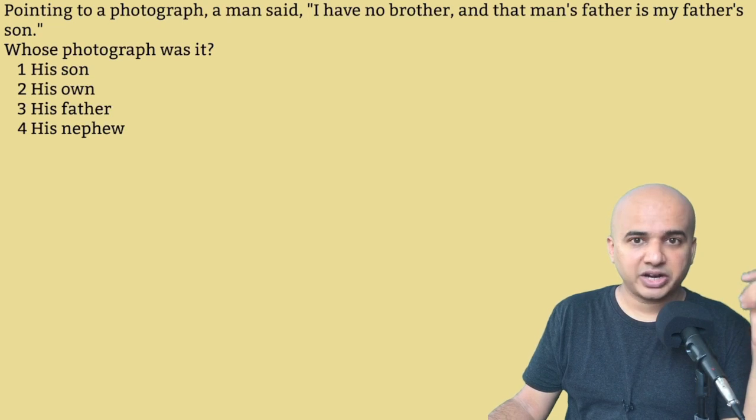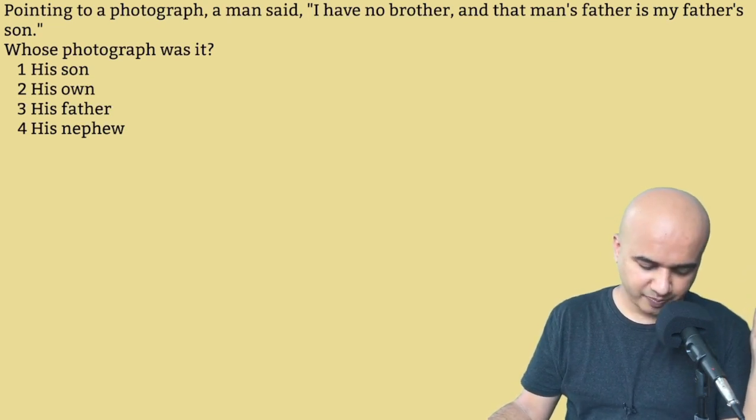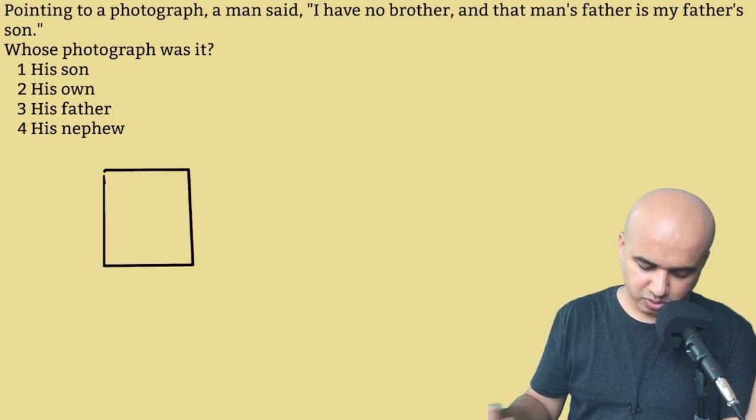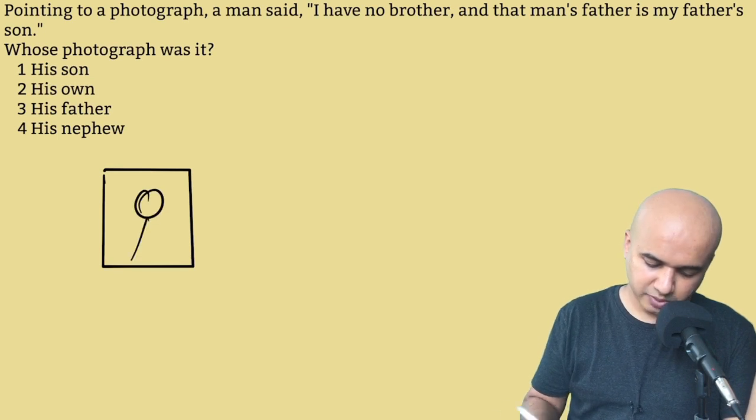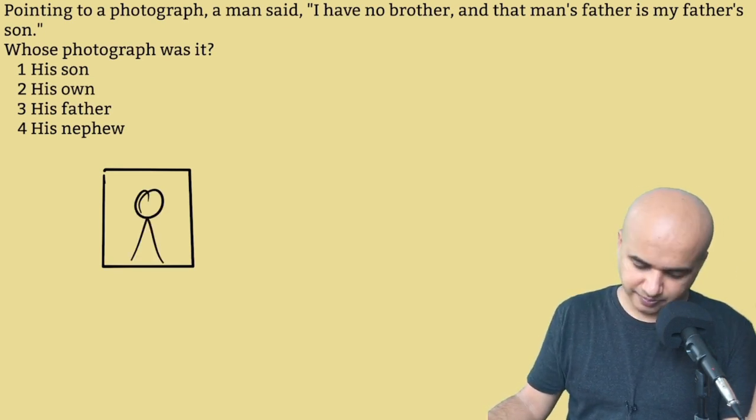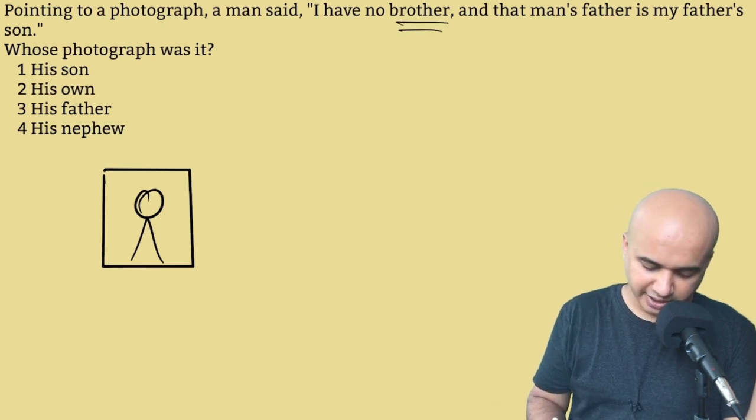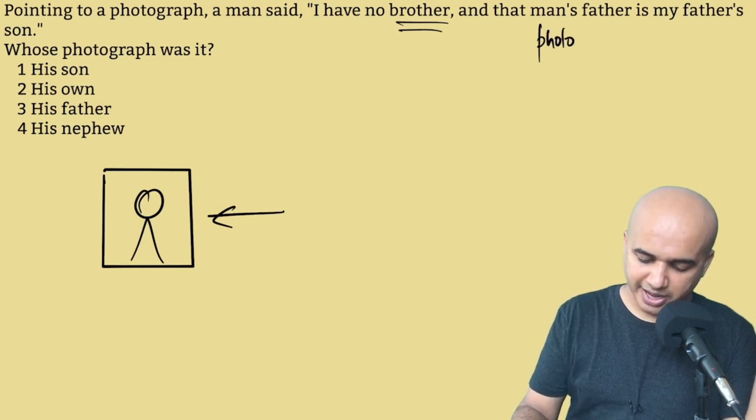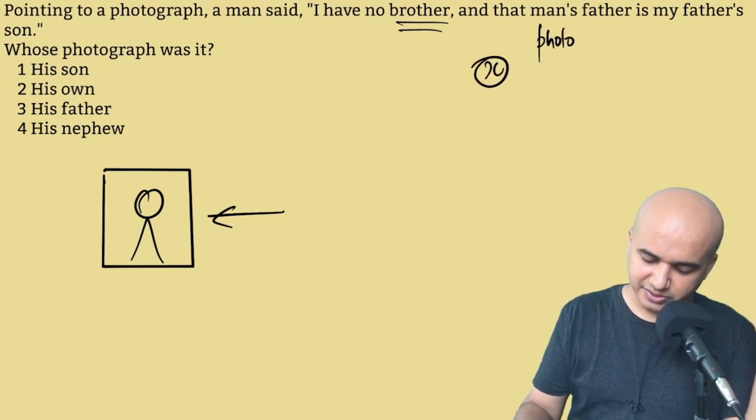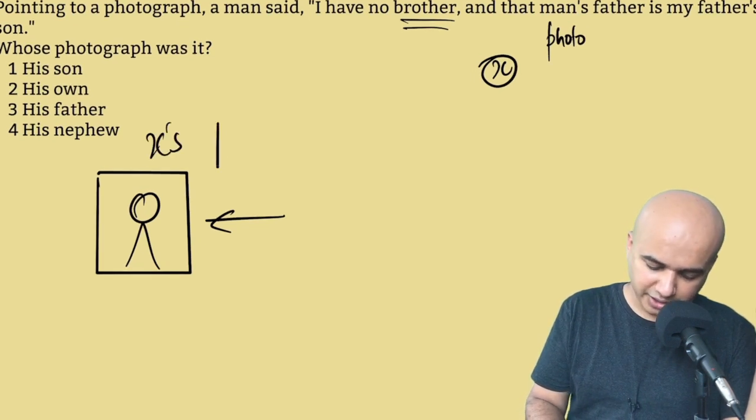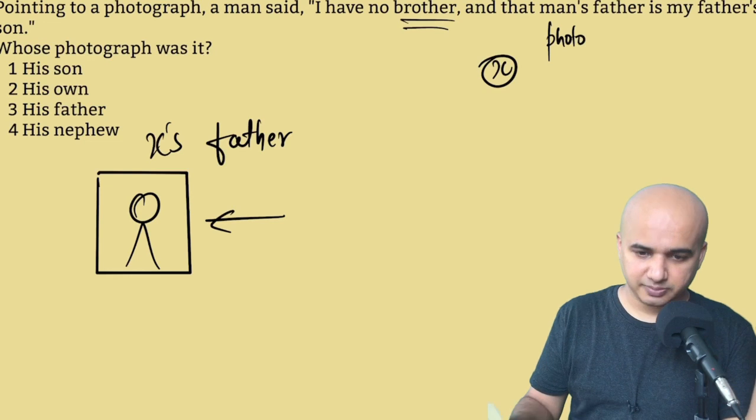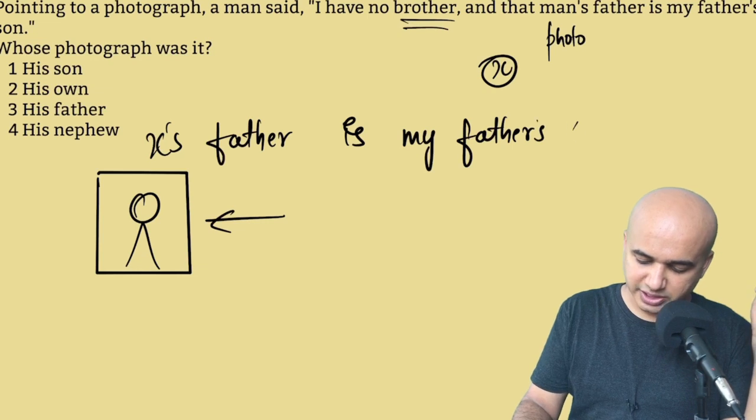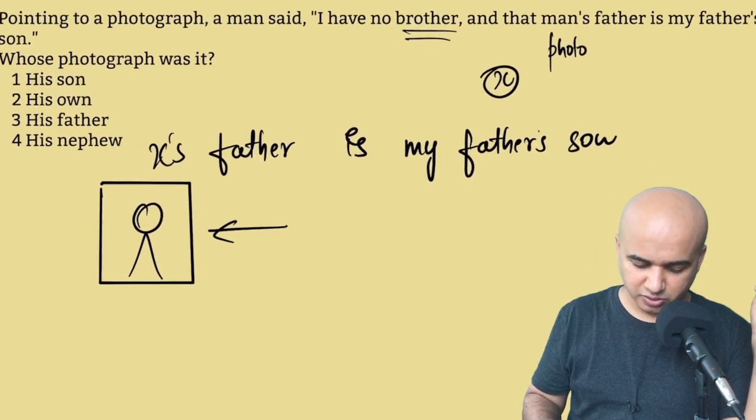Now let's move on to blood relations. Let us read the question first. Pointing to a photograph, a man said, I have no brother, and that man's father is my father's son. Okay, there is a photograph here, and this man, let's call him X. He says that X's father is my father's son. So that is the question here.